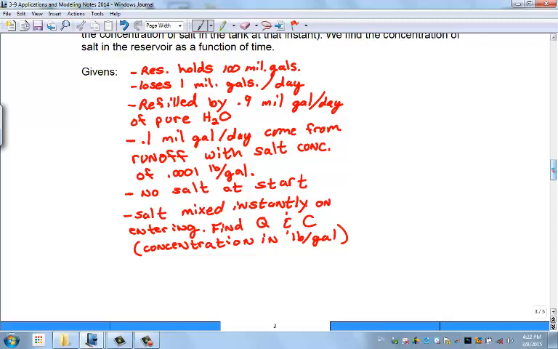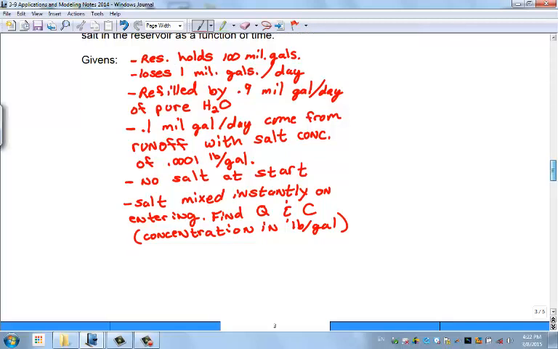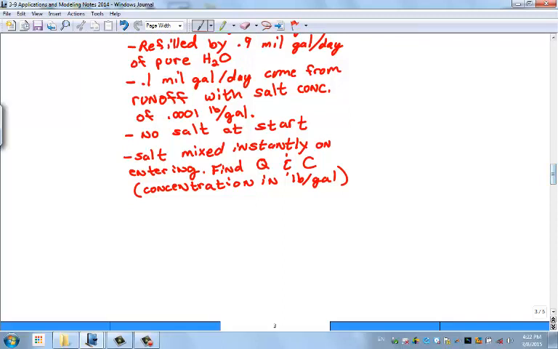Well, the reservoir holds 100 million gallons. C, the concentration, is going to be equal to Q divided by 100 million pounds per gallon.